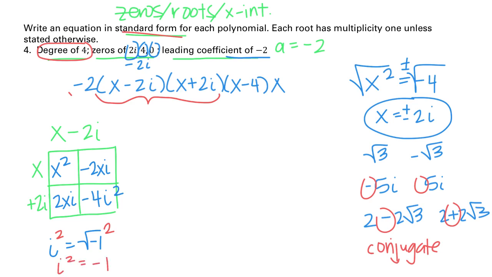So anytime you have an i squared, when you're simplifying, that equals negative 1. Negative 4 times i squared, which is negative 1, is just positive 4. These two terms cancel out, so we end up with x squared plus 4.